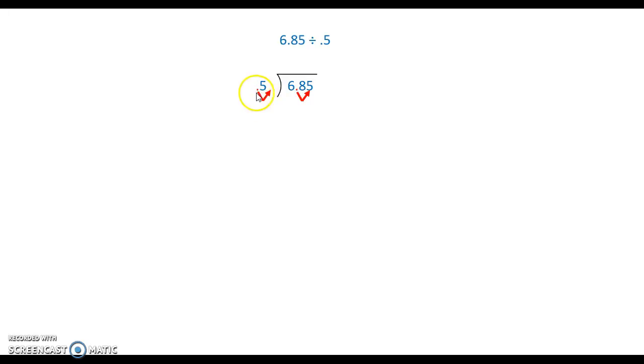Since 0.5, you have to move the decimal point over one place so that it turns out being 5, so it's a whole number, and 68.5. But we don't need this decimal point anymore, so let's get rid of it. So it becomes 68.5 divided by 5. Now we can go for it.